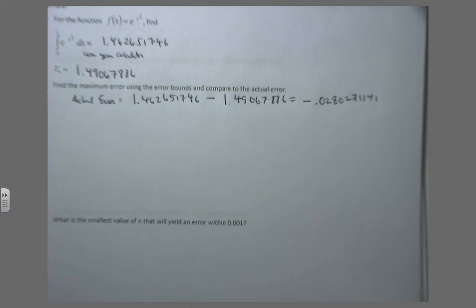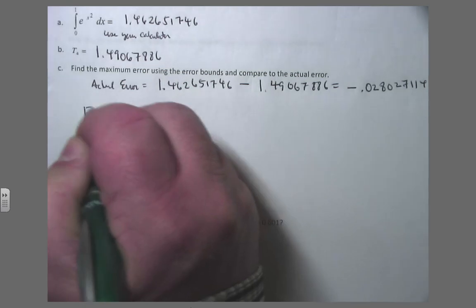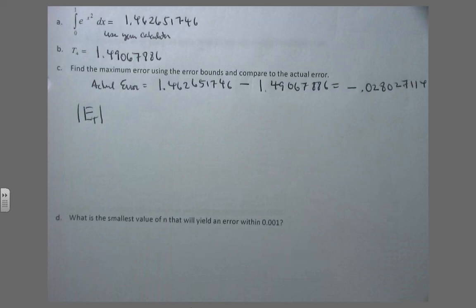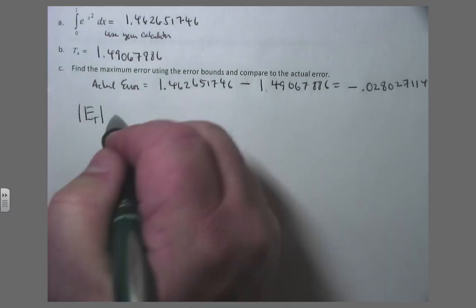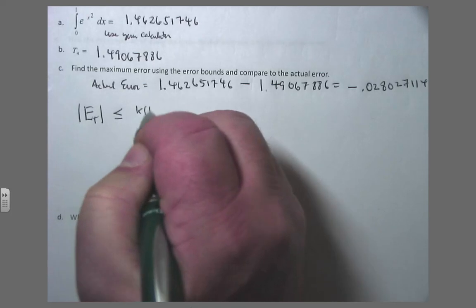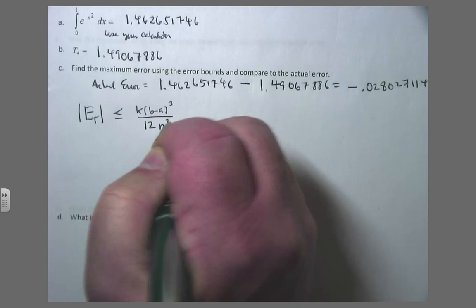We actually want to use the error-bound formula. Now, this is the trapezoidal rule. So the error-bound formula for trapezoid, you notice that it's an absolute value, so it's only going to give me the positive. It's not going to say it's an over or underestimate. It's just going to give me how much off this thing is. But that error is less than or equal to. So this is bounding the error. The formula is k times (b minus a) cubed over 12n squared.